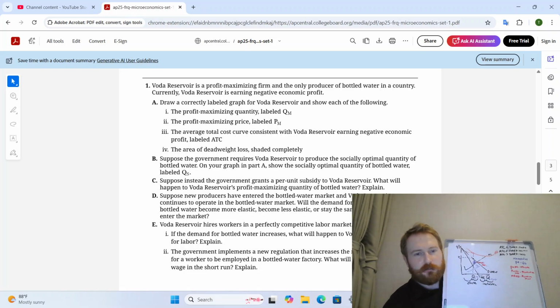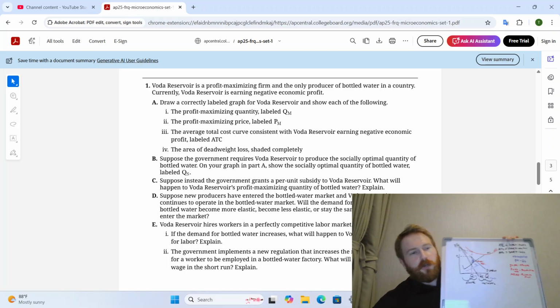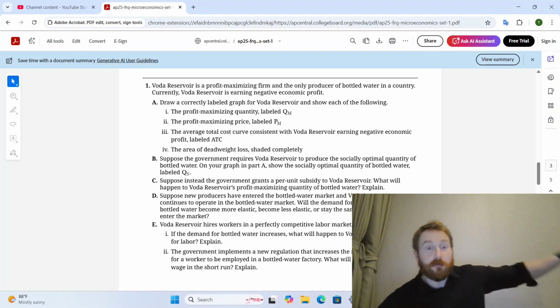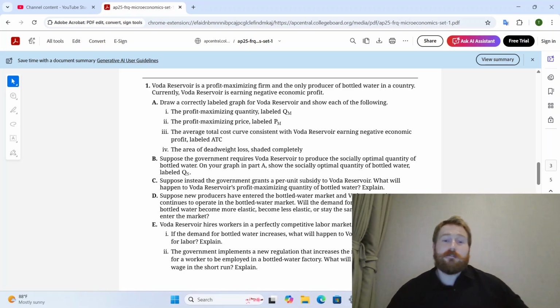So that's the answer. Next, suppose instead the government grants a per unit subsidy. We did that one, LOL. Suppose new producers have entered the bottled water market. I can actually get rid of this now. We don't need it anymore, because they've now shifted from Unit 4 to a slightly different perspective. They're still focusing on that elastic aspect of it.